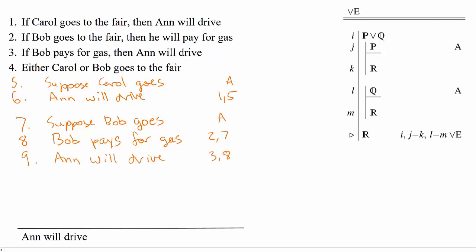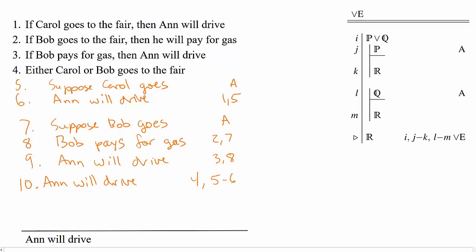Now, we still don't exactly know that Ann will drive, because that assertion in 9 depends on the assumption in 7 that Bob goes, and Ann will drive in 6 depends on the assumption in 5 that Carol goes. But 4 tells us that one or both of those things are happening. So 4, together with 5 through 6 and 7 through 9, get us that Ann will drive. That is, we can write line 10, not indenting, Ann will drive, and that comes from 4, 5 through 6, 7 through 9.